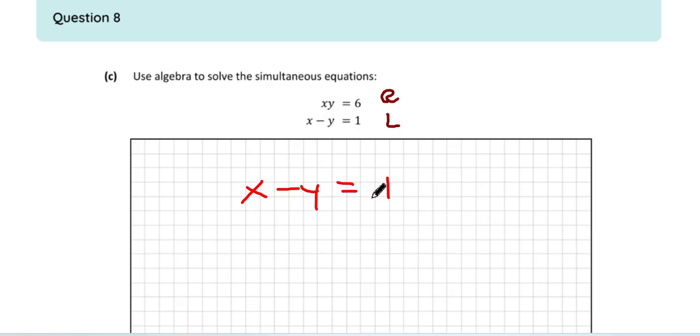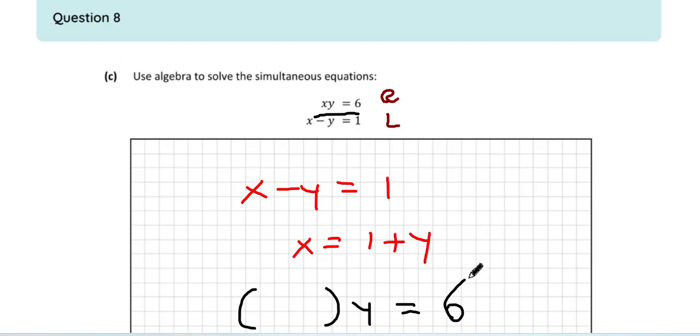I think x is easy, isn't it? So why don't you do it already? So what is it? 1 plus y, yeah? Now, which letter did we get on its own again? So go to the other equation and write down whatever x is, multiplied by y equals 6. So what do you think we get here? Yeah, and you've passed the question.